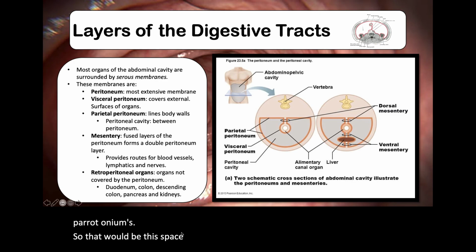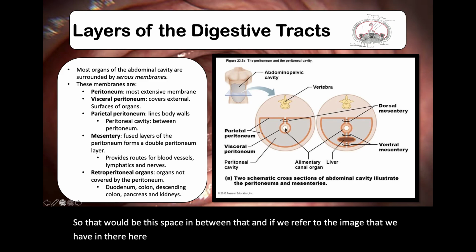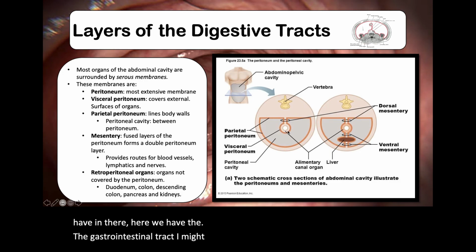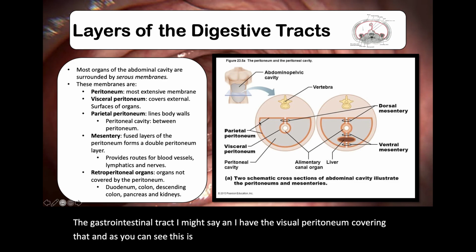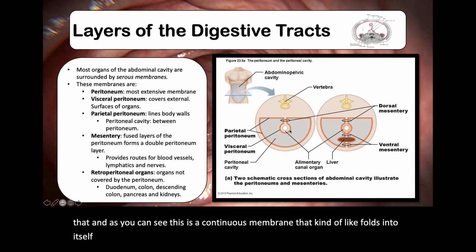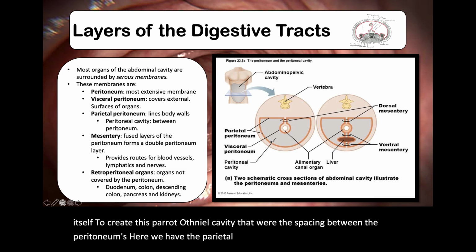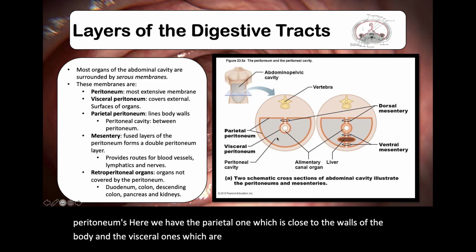And if we refer to the image that we have in there, here we have the gastrointestinal tract, I might say, and I have the visceral peritoneum covering that. And as you can see, this is a continuous membrane that kind of folds into itself to create this peritoneal cavity, or the space in between the peritoneums. Here we have the parietal one, which is close to the walls of the body, and the visceral ones which are surrounding the organ per se.